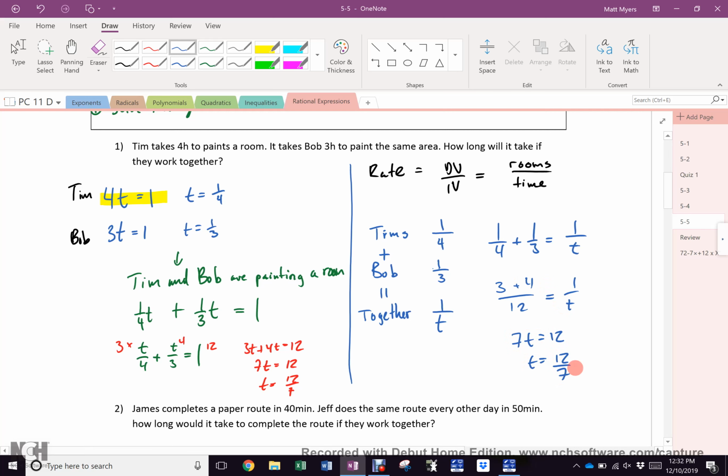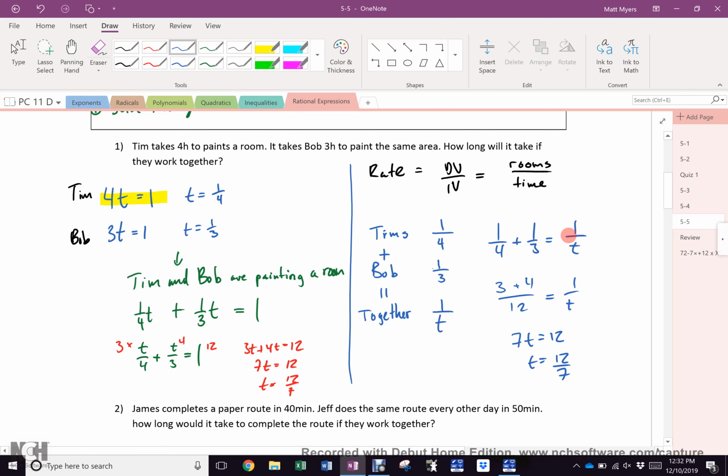Do I care which way you do this? You're either splitting up Bob and Tim's time to equal one total, or you're adding up their rates to the rate of their togetherness. Is everybody good?